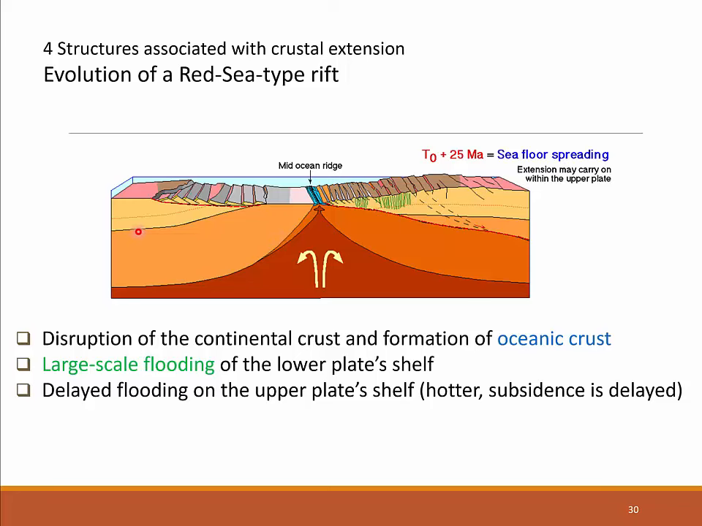The shelf of the lower plate will be flooded entirely, and we will see increasing transgression of oceanic water also on the upper plate. Also, we still have some remnant heat here in the upper plate's rift shoulder, which supports thermal elevation.